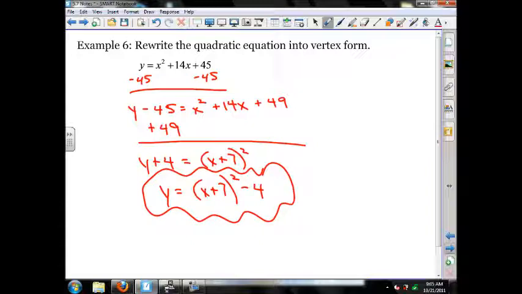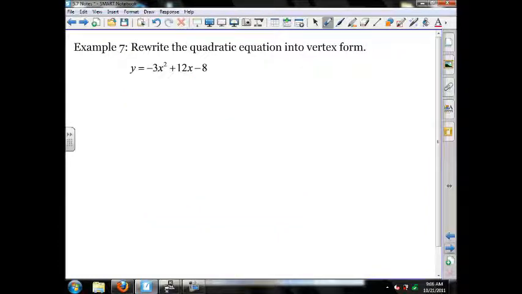I think the next one's out here. And this one, a was 1 up here, so it's 1 down here. Sometimes we'll have a factor. One more. Rewrite into vertex form. You try this one.